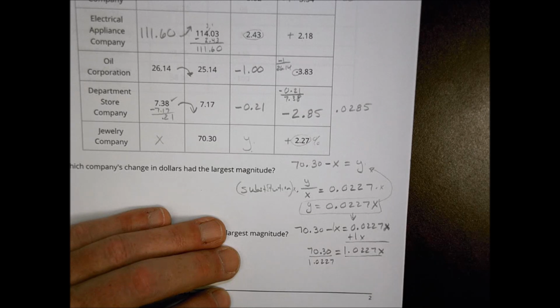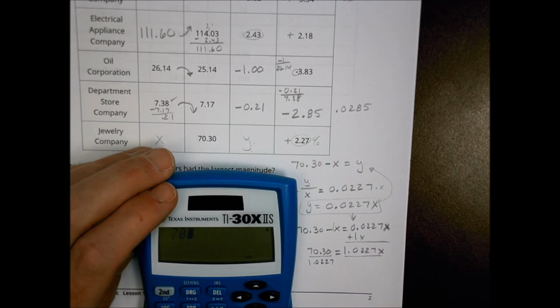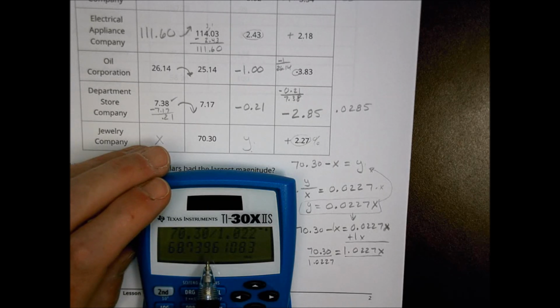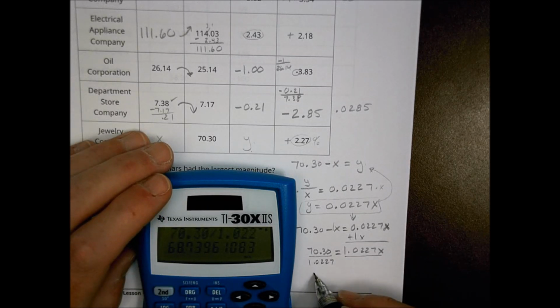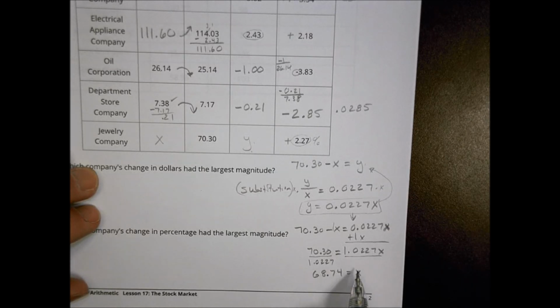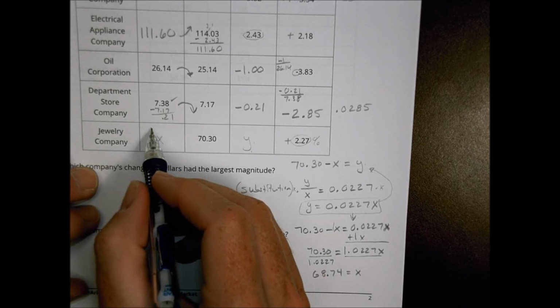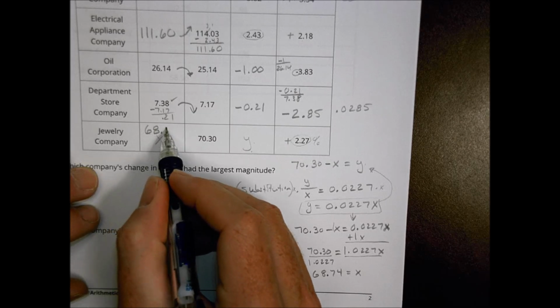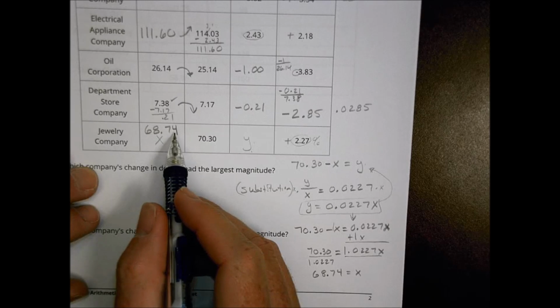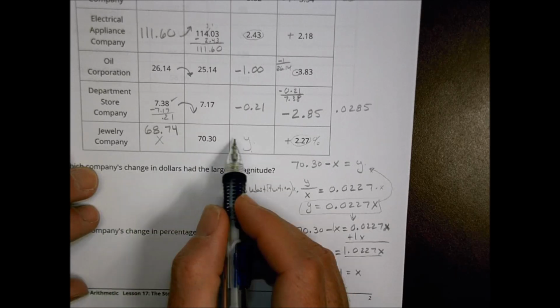1.0227. And when you divide $70.30 divided by 1.0227, you come up with 68.739, or we can round that up to 68.74 is our value of x. So now I can come back and use this number and put this into my equation up here. My x value is now $68.74. Okay? So knowing that $68.74, and I want to find the difference here, can I find y?